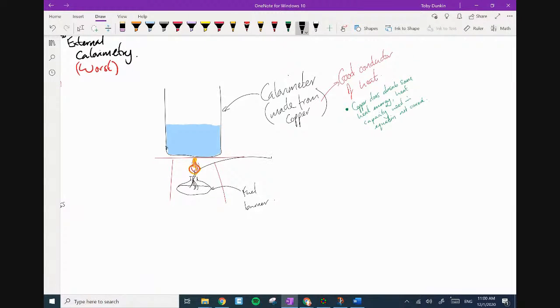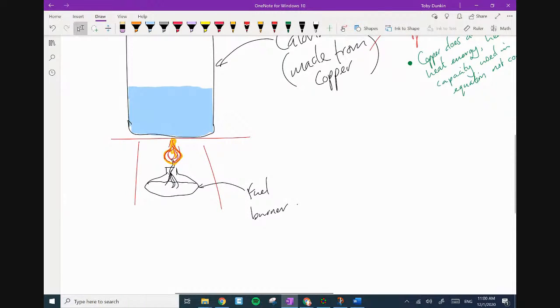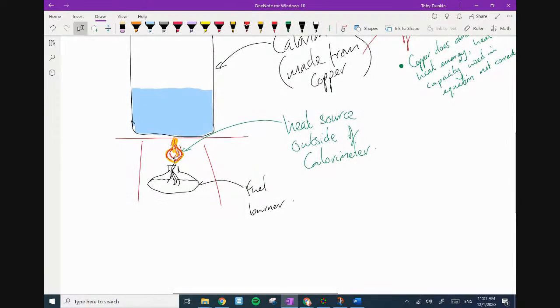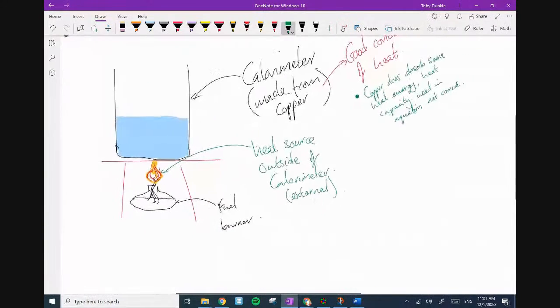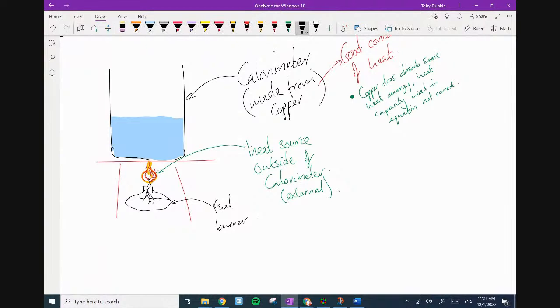Fuel burner. I'm going to draw an arrow from there. An arrow, don't like that, green. There we go. Heat source outside of calorimeter. So if it's outside the calorimeter, this is external. Yeah, an external heat source. And this lends itself to massive heat loss problems. Massive heat loss. Huge heat loss.